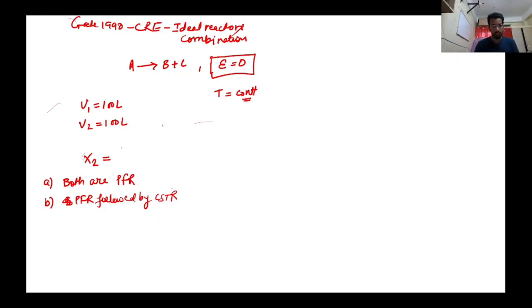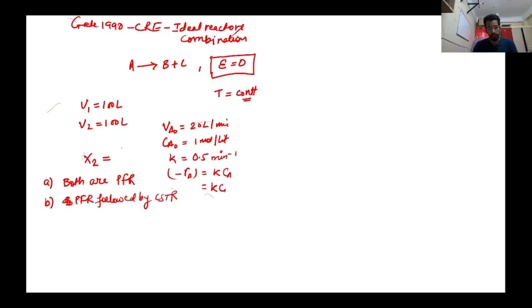Okay, so without going into the question, we have some values given. VA naught is equal to 20 liter per minute, CA naught is equal to 1 mole per liter, and K is equal to 0.5 minute inverse. That means the reaction is of first order. So the rate equation will be minus RA is equal to K C naught (1 minus X). Hope you all understand this. This is very basic in chemical reaction engineering.